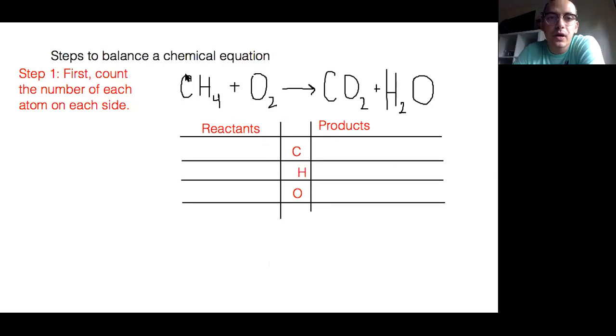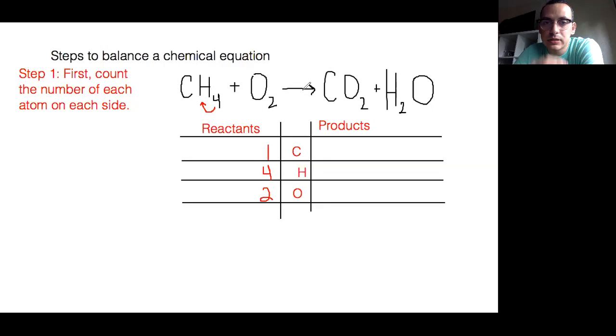So on the left side, we've got carbon right here. It would have an invisible 1 right here. The 4 only touches the H, so the 4 only goes to that. So the carbon would be 1 carbon. The hydrogen would be 4 hydrogens. And then the oxygen would be 2. So what this shows is that 1 carbon is connected to 4 hydrogens. And then here 2 oxygens are connected to each other.